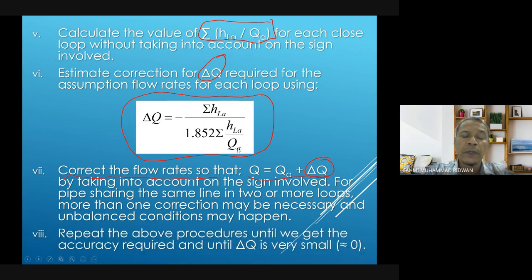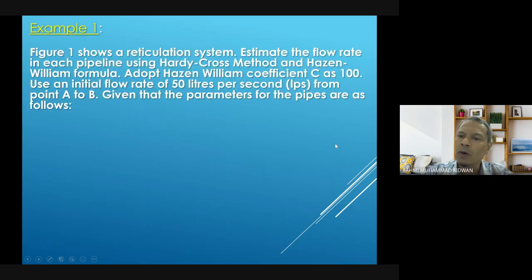And then repeat the above procedure until we get the accuracy required and until delta Q is very small or close to zero. So for this explanation, I would like to show one example, to make it easy to understand, because if we follow the procedure, it looks hard to understand.